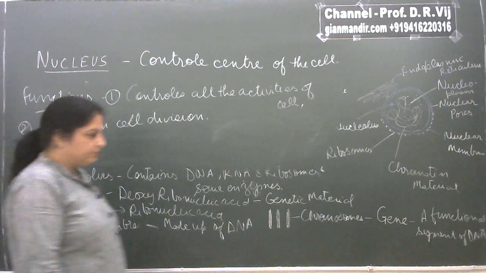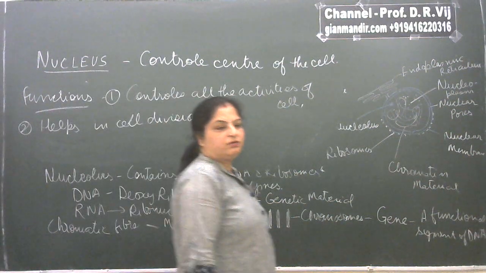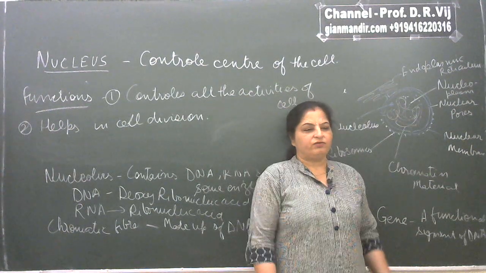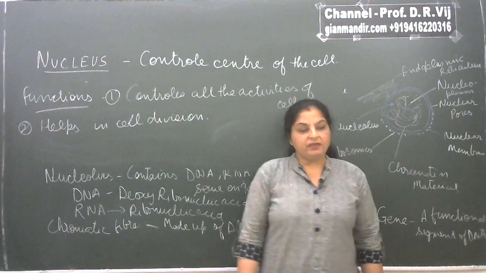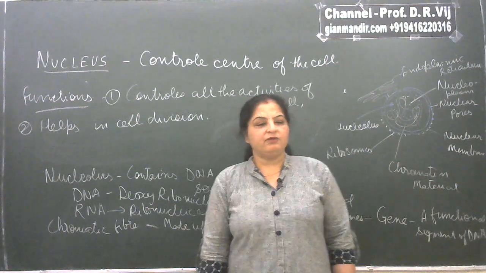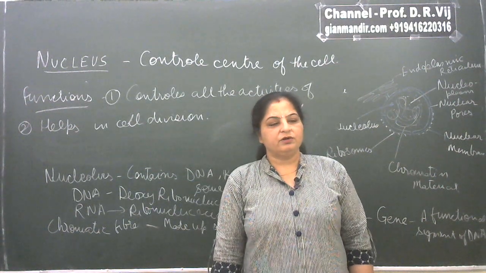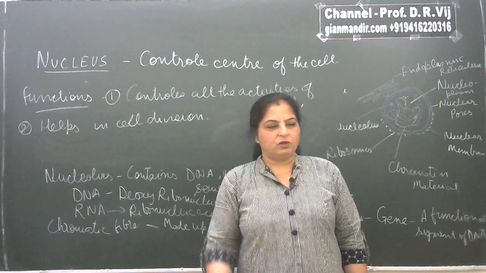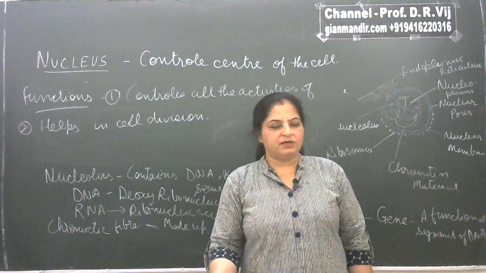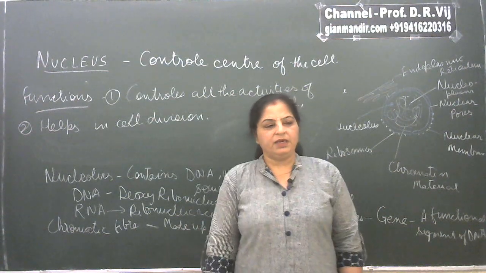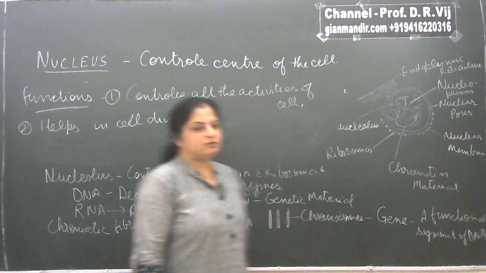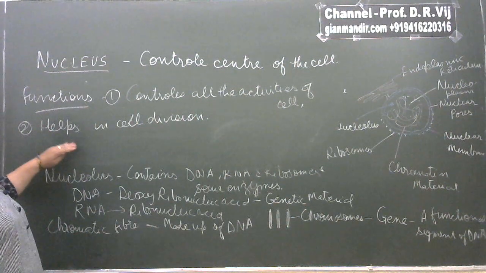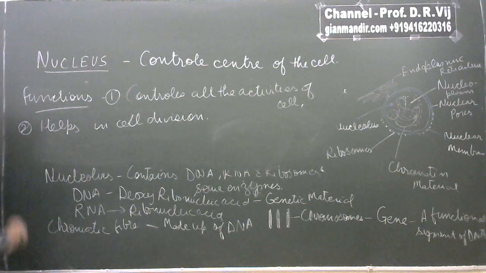What is cell division? Cell division is a process in which cells divide to form new cells of their own type. And why is this process required? Cell division is necessary for the growth and development of the organism, as well as to replace the old, dead and worn out cells so that new cells are formed. So that process of cell division is also initiated or controlled by the nucleus, right?